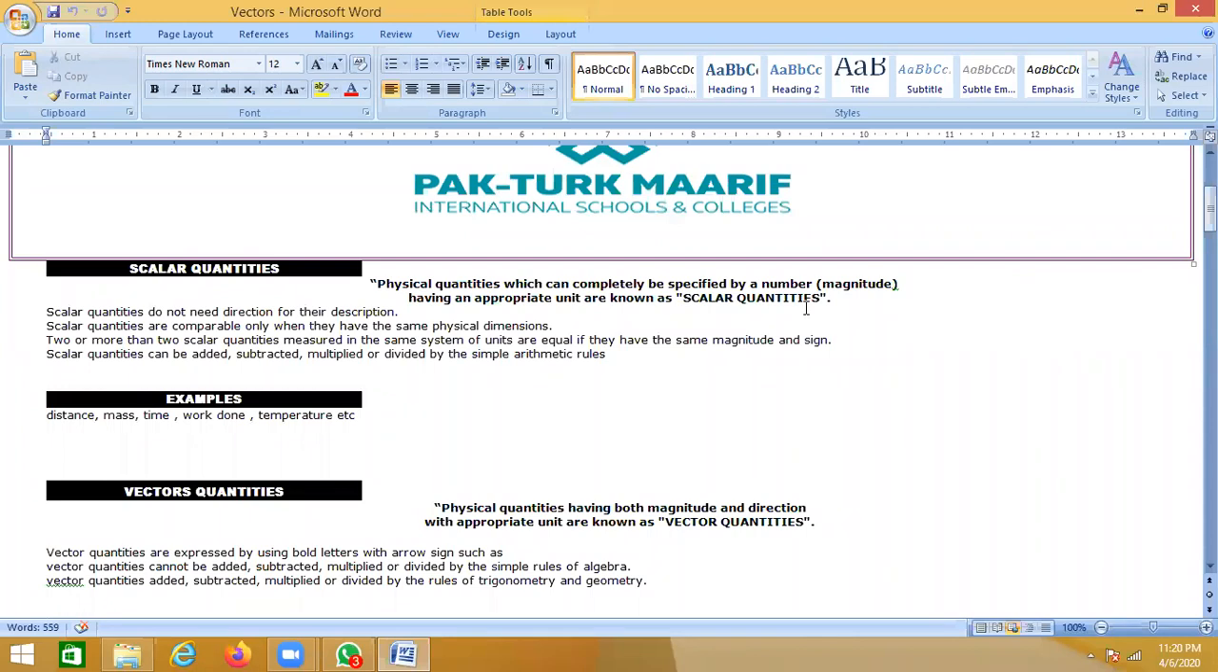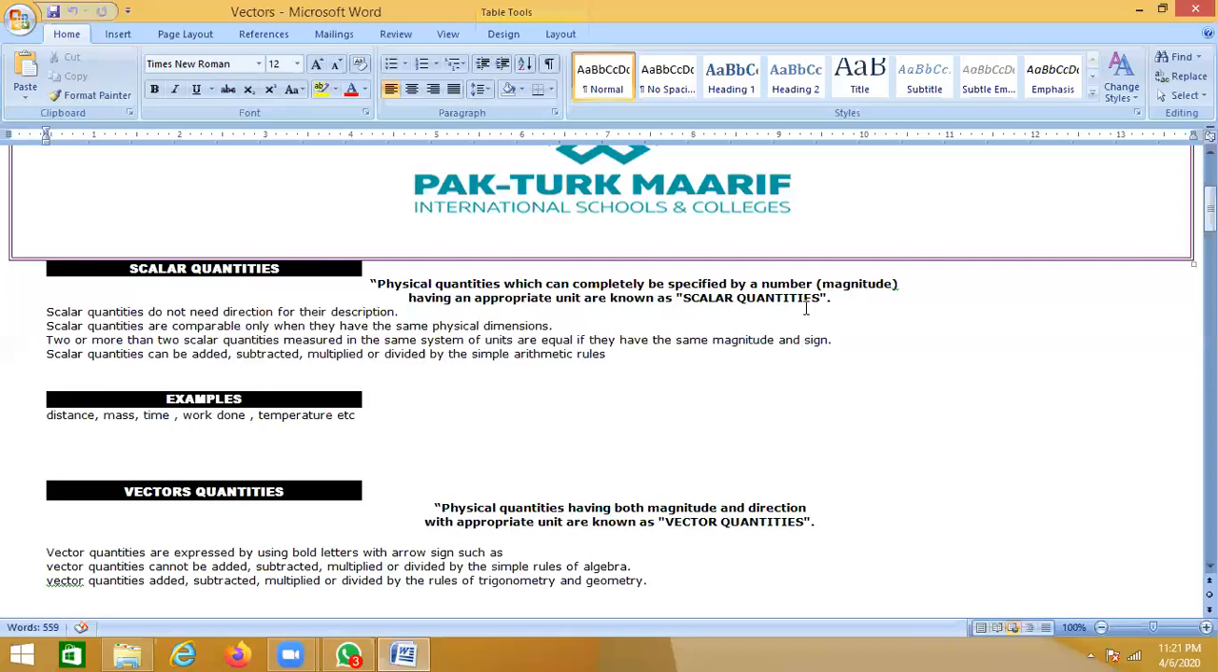So these quantities are known as scalar quantities. Scalar quantities do not need any direction to specify them, and they can be added, subtracted, multiplied or divided by simple arithmetic rules, right? So scalars are just numbers. You can add them, subtract them, divide them, and multiply them with simple mathematical rules. Now, two or more scalar quantities measured in the same system of units are equal if they have the same magnitude and sign, right? So this is how you can measure them as well.